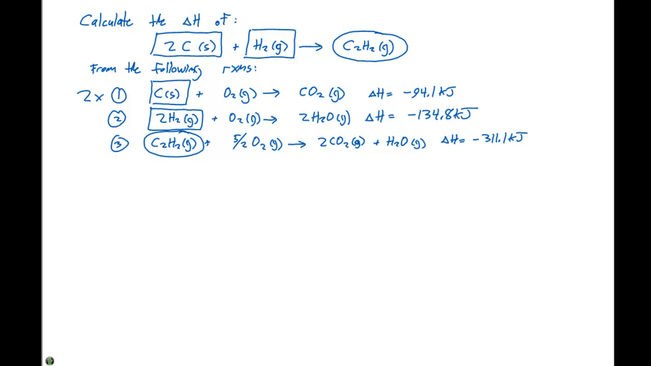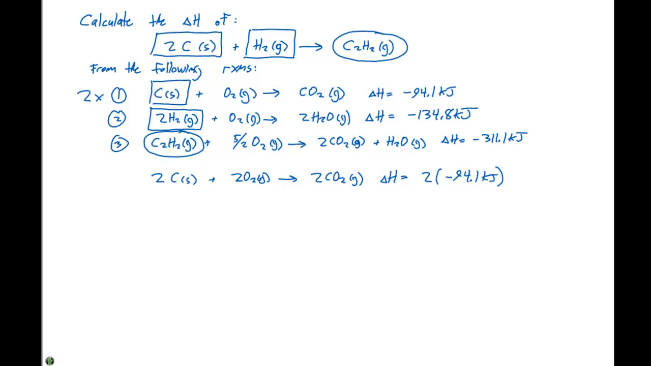And if we do that, we're going to get 2 carbon solid plus 2 O2 gas, giving us 2 CO2 gas. The delta H for this reaction now is going to be 2 times negative 94.1 kilojoules. Okay? Because we took twice as much of reaction number 1, so we're going to get twice as much energy.